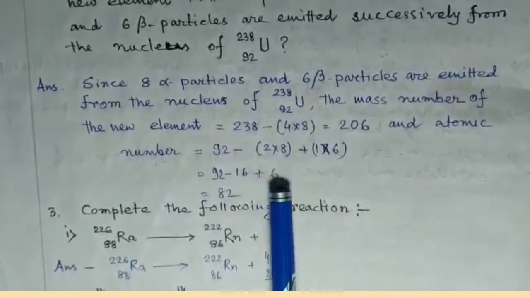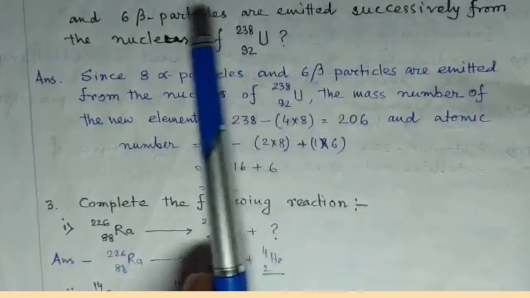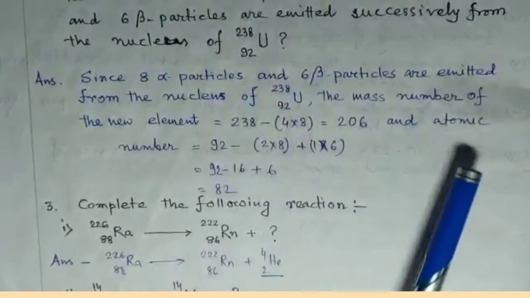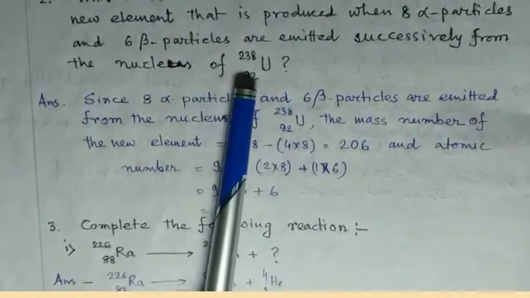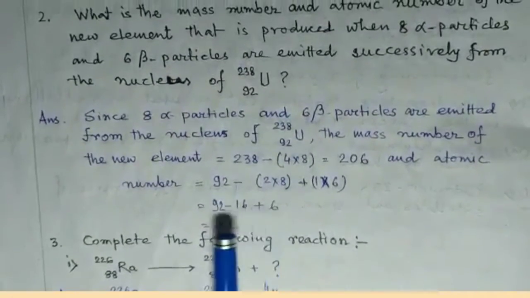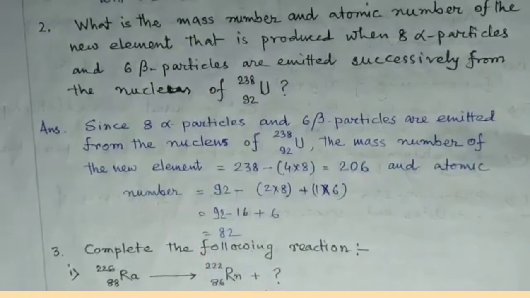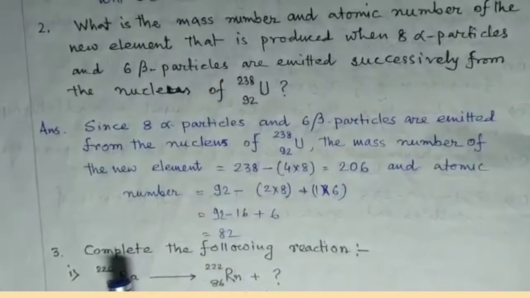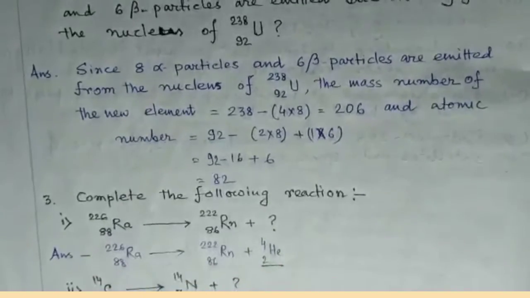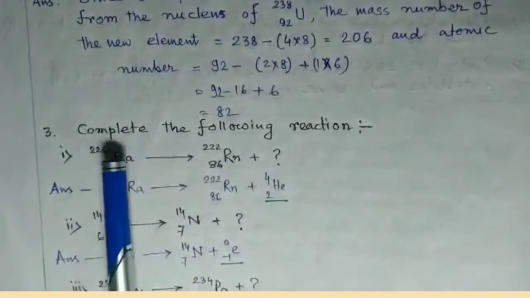Why we add this 6? Because the 6 beta particles are emitted. So the atomic number increased by 6 unit. So the new atomic number is 82. There are some reaction in this way.